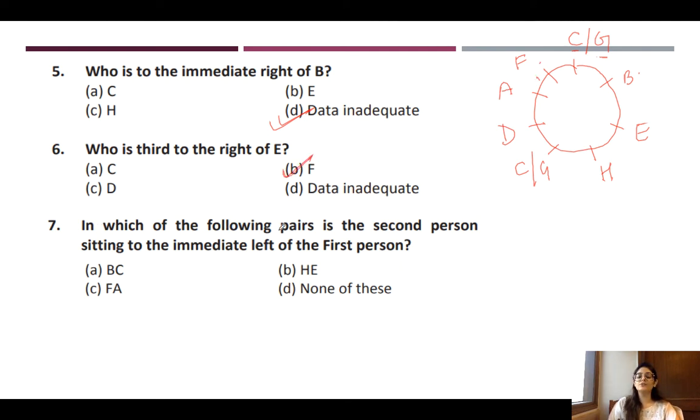Then, in which of the following pairs is the second person sitting to the immediate left of the first person? So, if this pair is B and C, then is the second person at the immediate left of the first person? Let's see B and C. In B and C, is the second person, that is C, at the immediate left of B? No, he is on the right hand side. So this option is wrong.